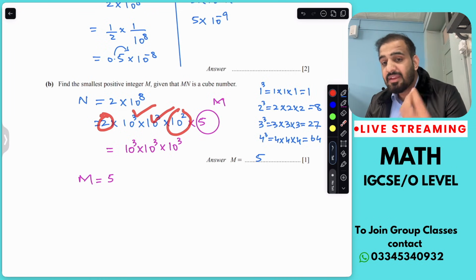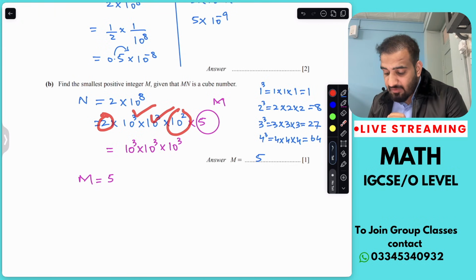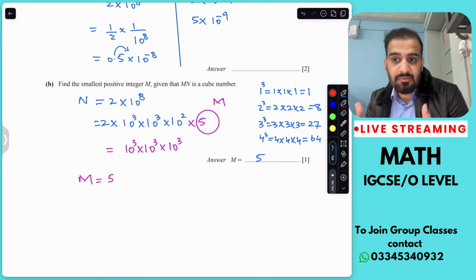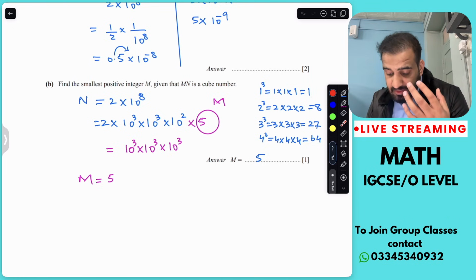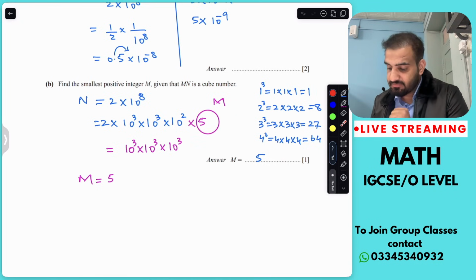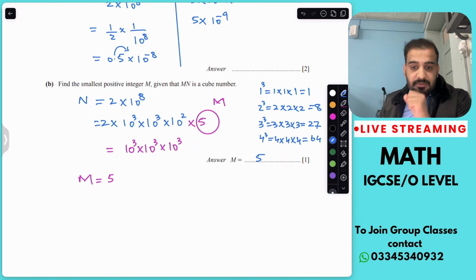So to make 10, what should I multiply with? I will multiply it with 5 myself. So this number 5 can be treated as the extra m. They were saying, tell us the extra number: by which number do you multiply this number so you get the cube number. So that hidden number is 5. That's it.